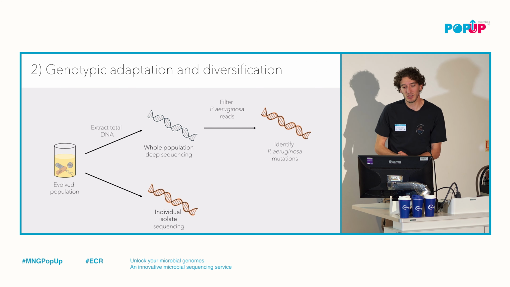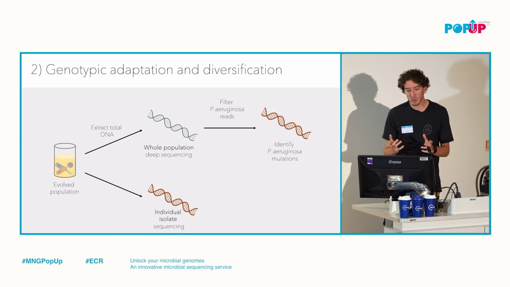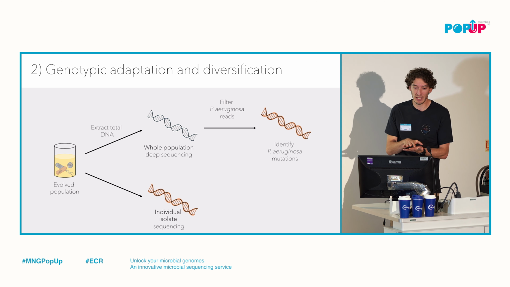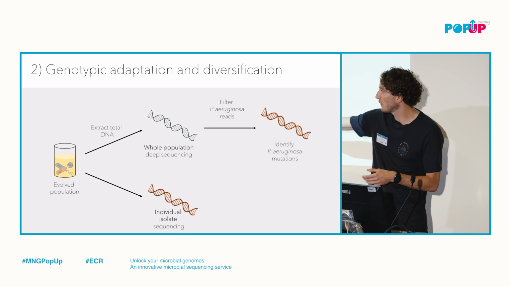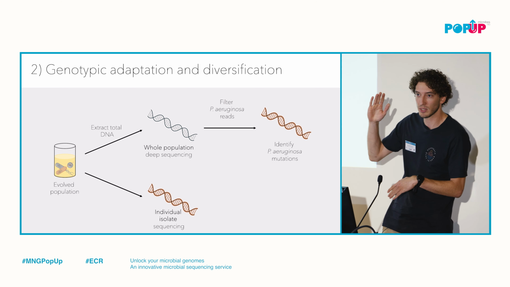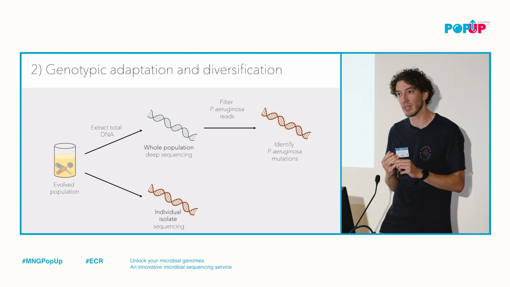So can we detect any genotypes? This is where Microbiology NG came in and really helped. We did 2 things. We wanted to ask, 1, does diversification change? And 2, do you see specific genotypic adaptation? So first of all, we extracted total DNA from the evolved populations and did deep sequencing across the entire population to understand the diversity of mutations that arose.